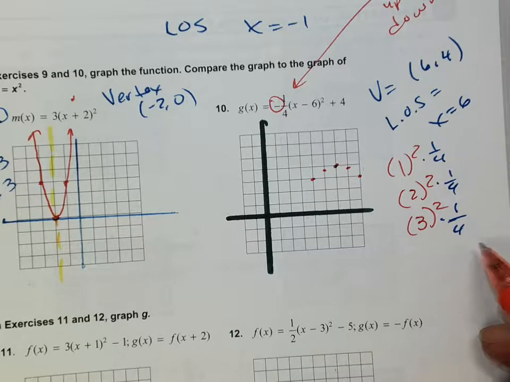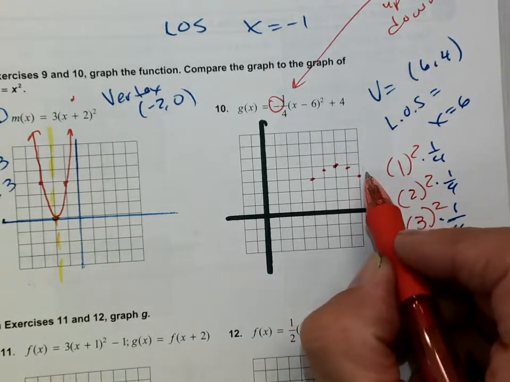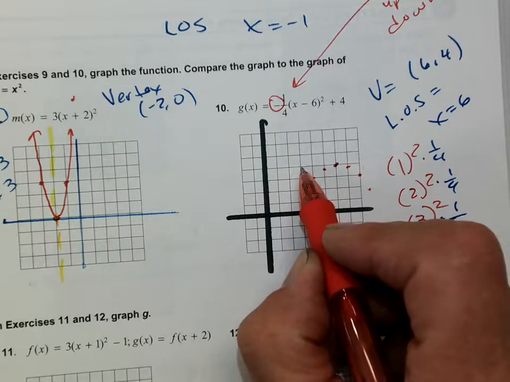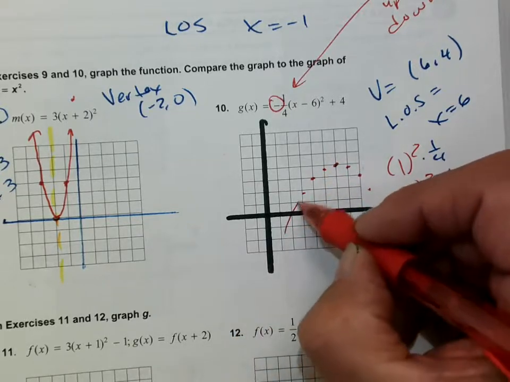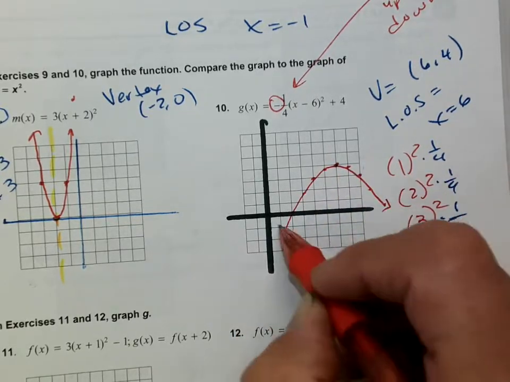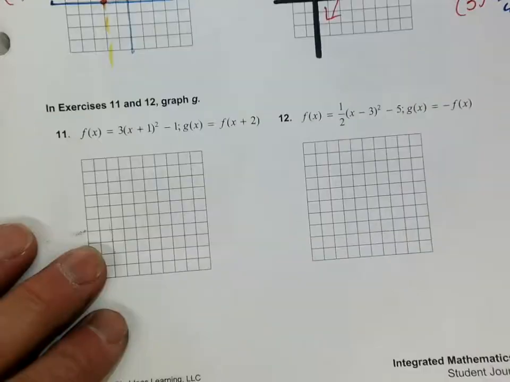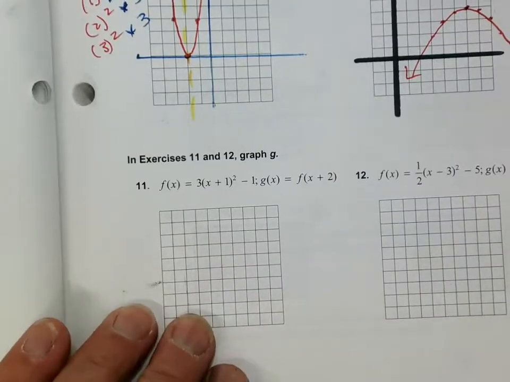9/4 is 2 and a fourth. So 1, 2 and a fourth, and it's pretty wide. Okay, pretty simple. All right, I think I've got one more thing to do. Let's do number 11, and we'll be finished.